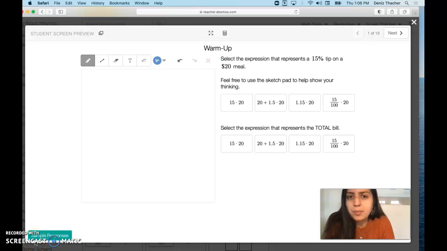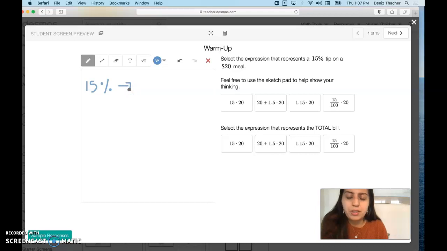All right, let's go ahead and start with the warm-up. It asks us to select the expression that represents a 15% tip on a $20 meal. So we are trying to find 15% of $20. 15% can be written as a decimal and can also be written as a fraction.